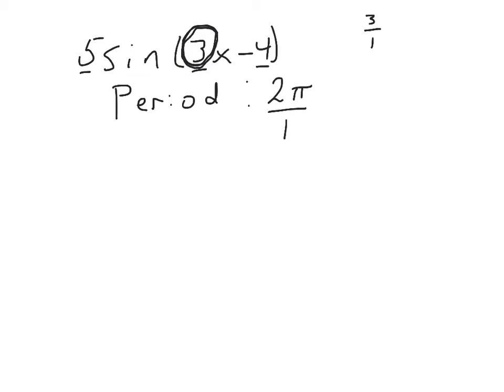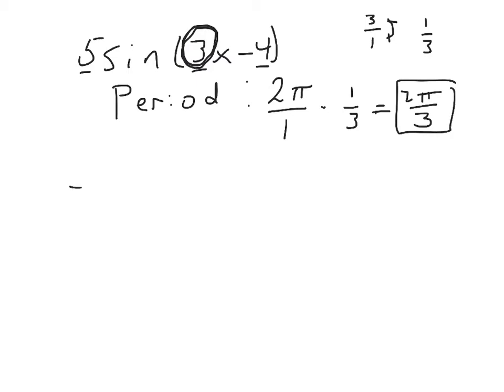To find my horizontal stretch or shrink, I flip that over and find that I actually have a horizontal shrink of 1/3. So to find the period of my function, I do 2 pi over 1 times 1/3, which gives me 2 pi over 3. So that is the period of that function.